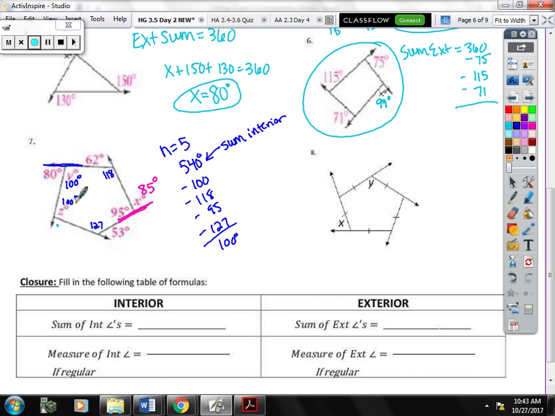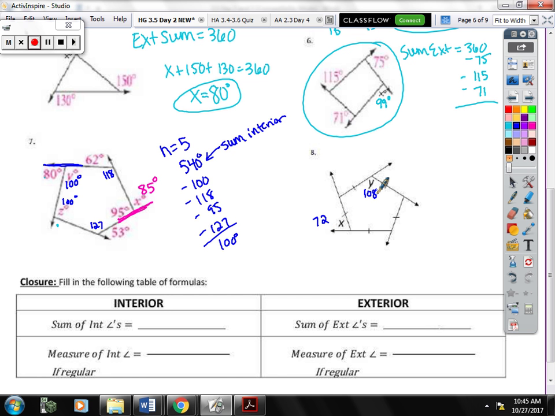So if you guys can try the last one while I pass out your homework. Notice there's no numbers in this one. Evelyn? 70 what? 70. No. Close. Close. Jared? 72. Should be 72. And that makes y being 108.